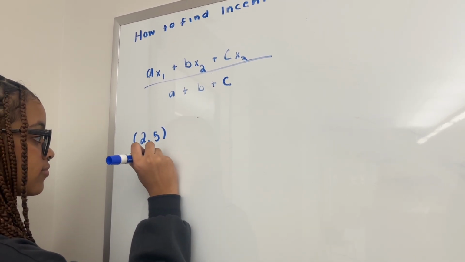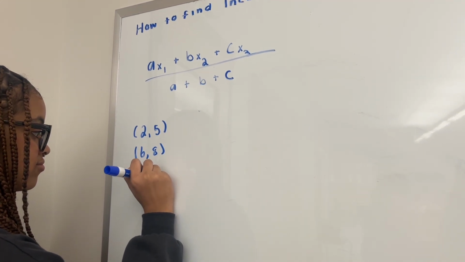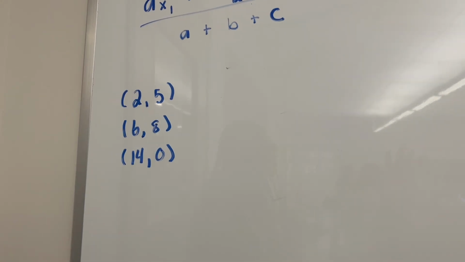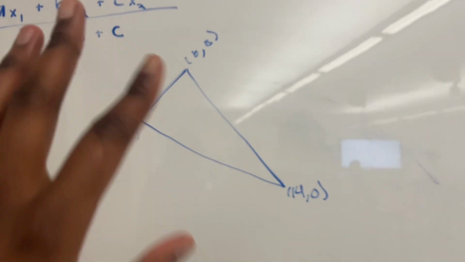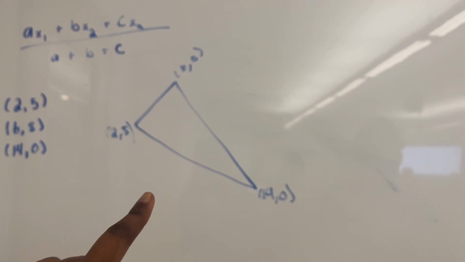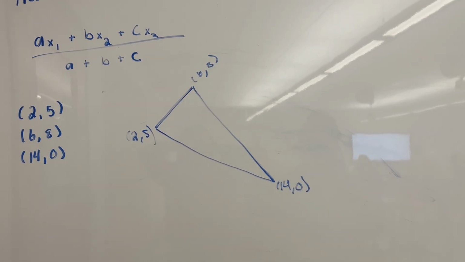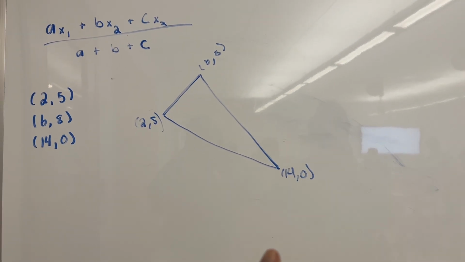The coordinates are (2, 5), (6, 8), and (14, 0). So this is our triangle. We have the points on all of it. This is a makeshift triangle, not drawn to scale, but the one that you're going to do will be perfectly drawn to scale. So we have (2, 5), (6, 8), and (14, 0).